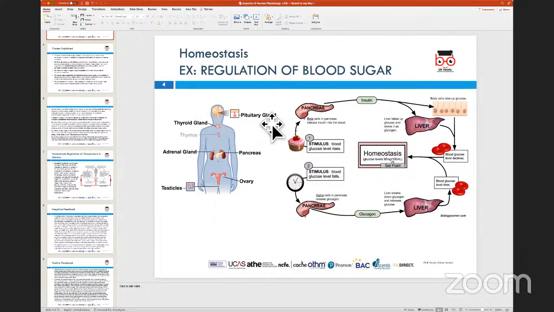So you have the pituitary gland in the skull, just in the back side of your skull. It's a very small gland. You have the thyroid in your neck. You have the thymus, which is just near your food pipe. You have the adrenal glands, which are above your kidneys. You have the pancreas. And in the reproductive organs, you have the testicles or the ovaries, depending on male and female.